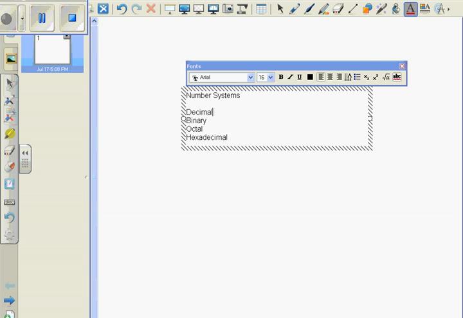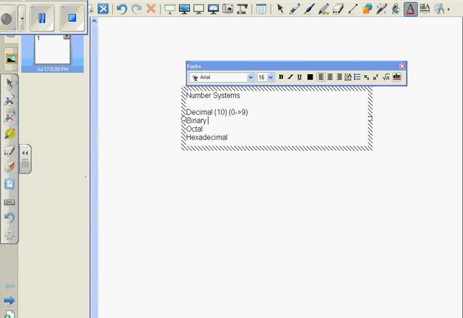So decimal. Decimal is the number system that you have learned since elementary school, or maybe even before then. Decimal has 10 digits in it, deci for 10, and those digits are 0 through 9. This is the number system that humans have come to know and love, mainly because we have 10 fingers on our hands, so we can easily associate with the number 10.